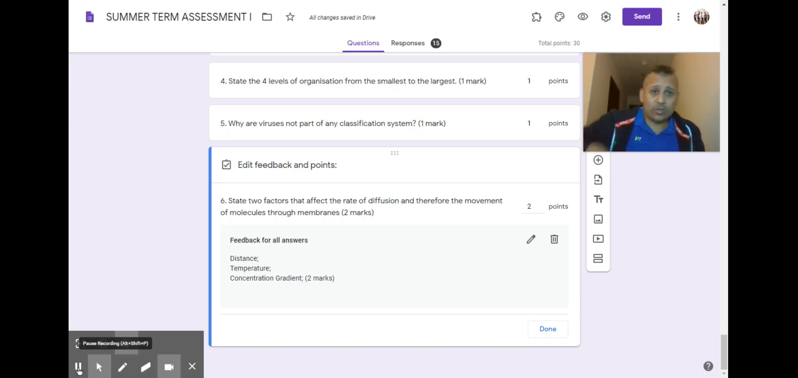That's it. That's the whole of it, a whistle-stop tour through your Biology Summer Term Assessment 1. Now you'll be able to go off and review your work as well. I will have sent you the answers again just to remind you, and look forward to receiving back some of the reflections that you have put together.